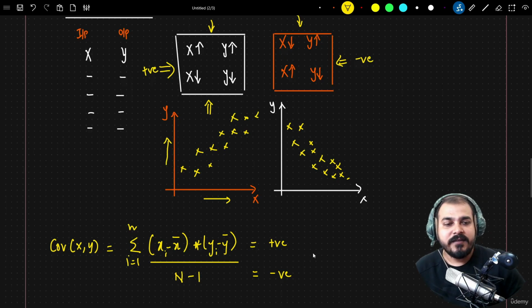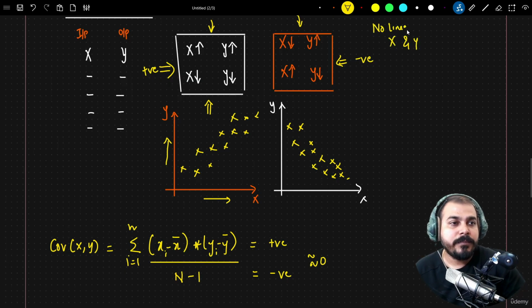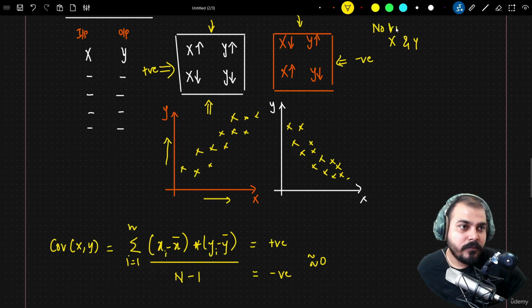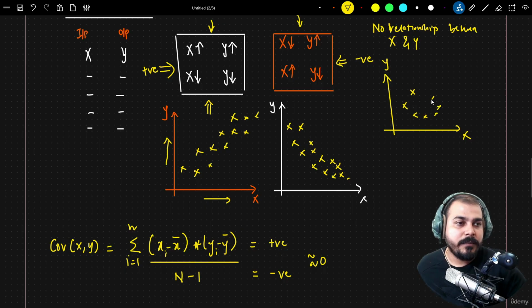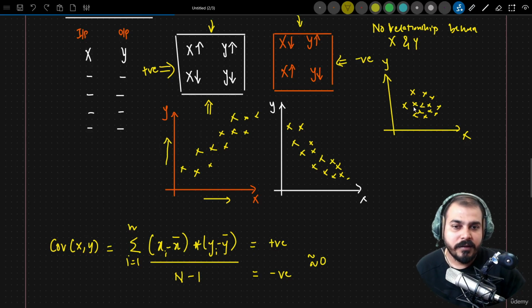And along with that, if my covariance is approximately equal to 0, that basically means there is no relationship between x and y. If I plot this in a scatter plot with respect to x and y, I will just get a scattered plot which may be circular. Here you definitely cannot find out the relationship between x and y. That means when x is increasing, y may or may not be increasing, or y may be decreasing, whether x is increasing or not, right?